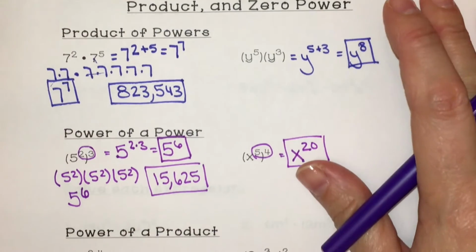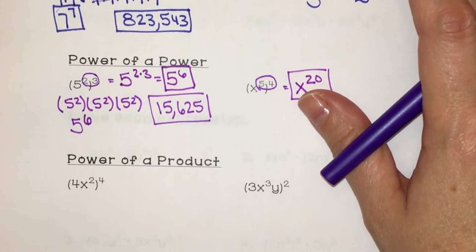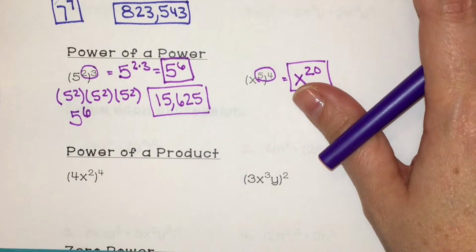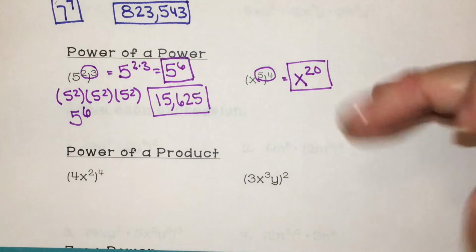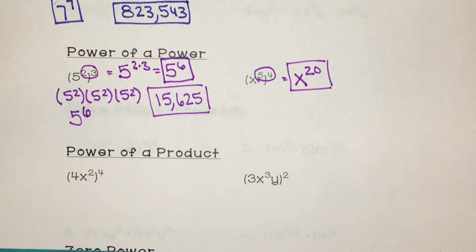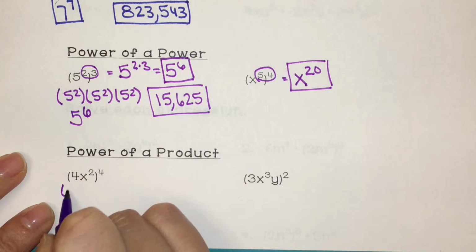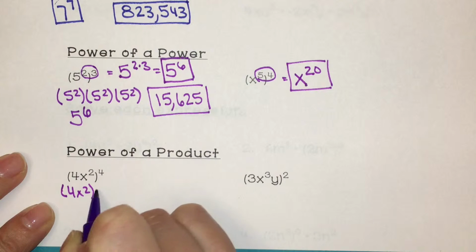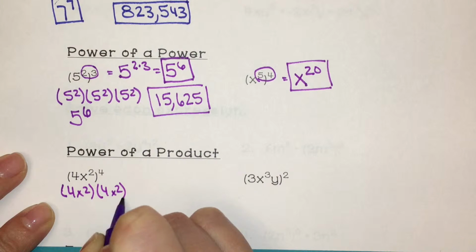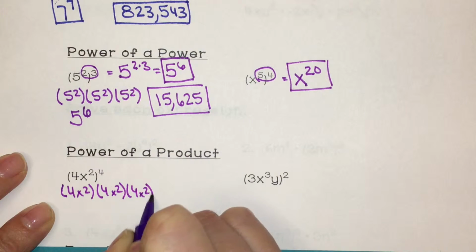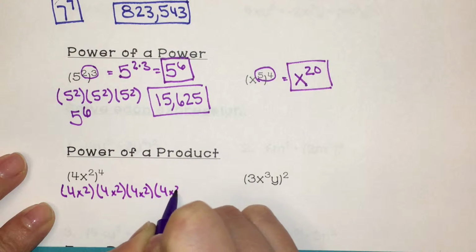All right, power of a product. So this one is very similar to power of a power, but we have numbers and variables inside the parentheses all being raised to that exponent. So what this means is 4x squared times 4x squared times 4x squared times 4x squared.